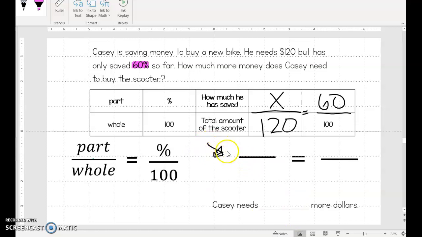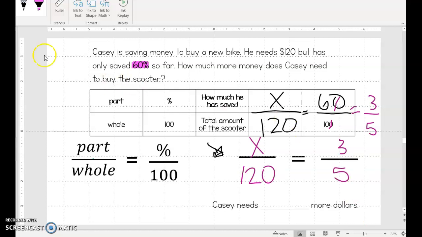This proportion right here. However, the first thing I need to do is reduce. I know that my zeros can cancel. So that reduces down to 6/10, and 6/10 is a benchmark fraction, which can be reduced down to 3/5. So I'm still going to take the same information, x over 120 equals 3 over 5.